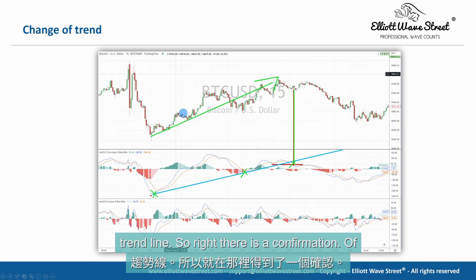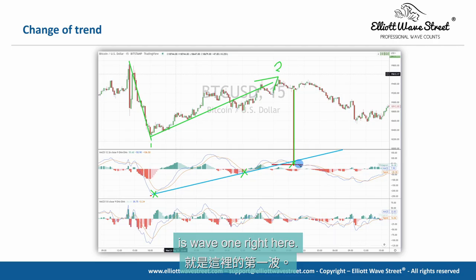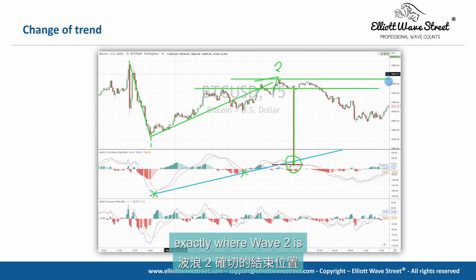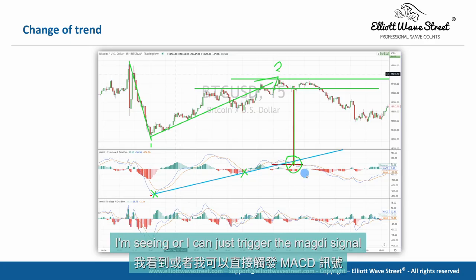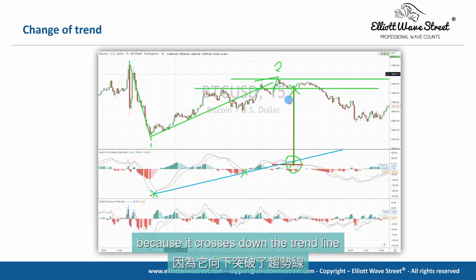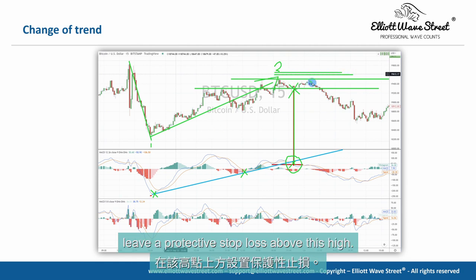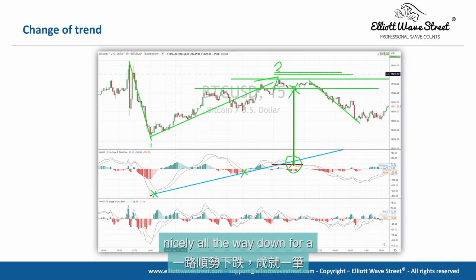Of course, you combine with Elliott wave, and you can say, oh, this is wave 1 right here. I'm looking for the end of 2. The MACD is showing exactly where wave 2 is finishing. I can add some rejection points, and I can add price action also to validate what I'm seeing, or I can just trigger the MACD signal because it crosses down the trend line. From this area, I can sell it. I can leave a protective stop loss above this high and then wait. And look, the market moves nicely all the way down for a beautiful day trade.